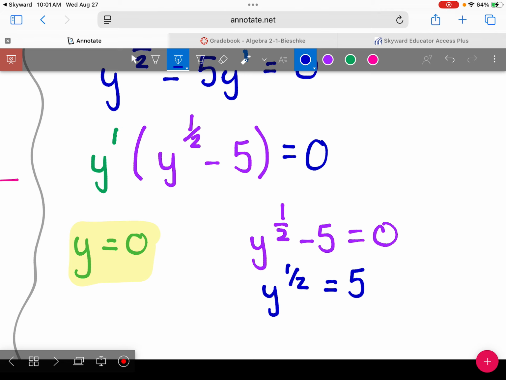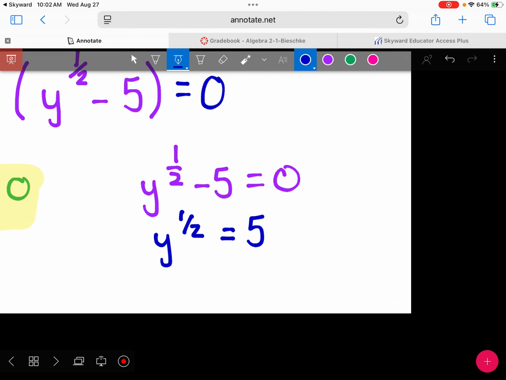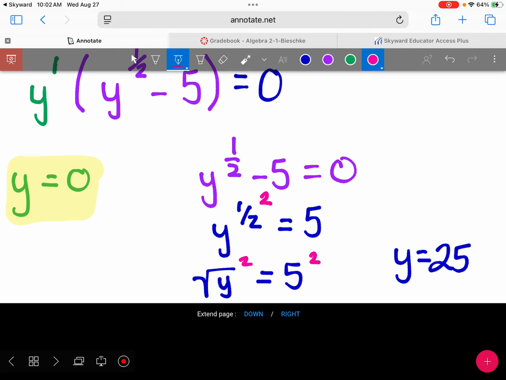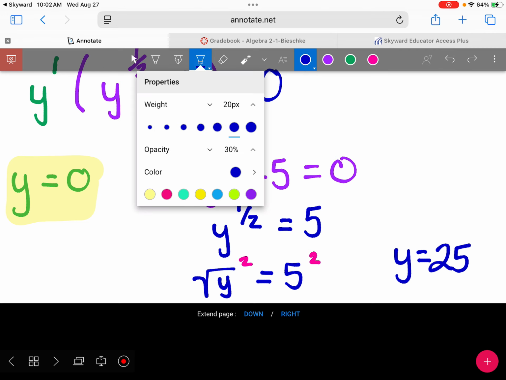Can we write it as the square root of y equals 5? You could absolutely write this as the square root of y, because that's the exact same thing. Remember, that's our index of 2, equals 5. So then what is our y? 25. Because we would need to square both sides to get rid of that index. You can also see it here. If I take 1/2 to the power of 2, those 2's cancel out, and you just get y to the first. So wherever you do it is totally fine, but that's where we're getting our second solution from.